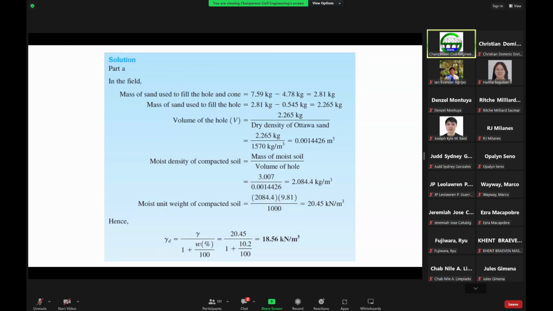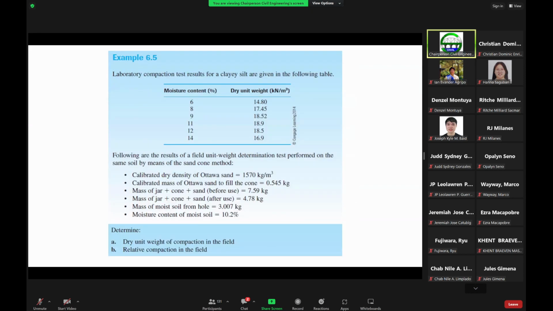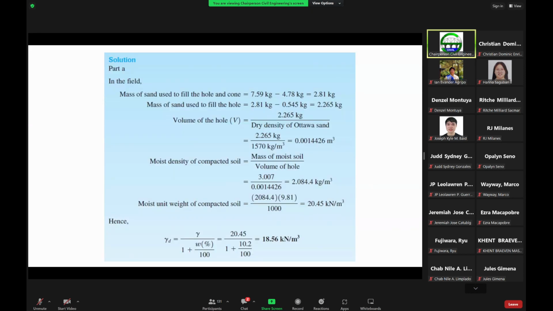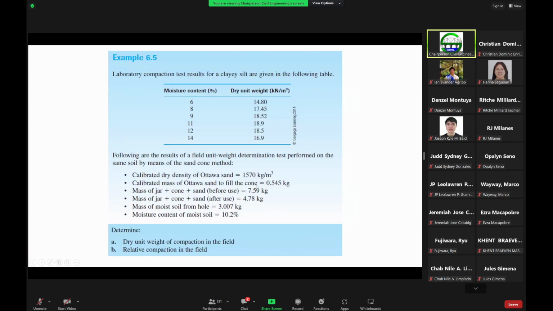Okay, so for the first one, we are asked to determine, again, the dry unit weight of compaction in the field. With that, we can calculate the mass of sand used to fill the hole and the cone. That's this value minus this value. Okay, that's the mass before and after use.